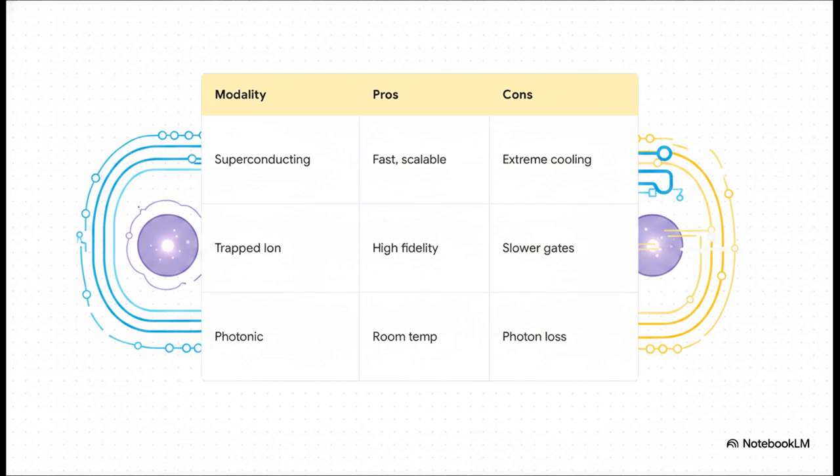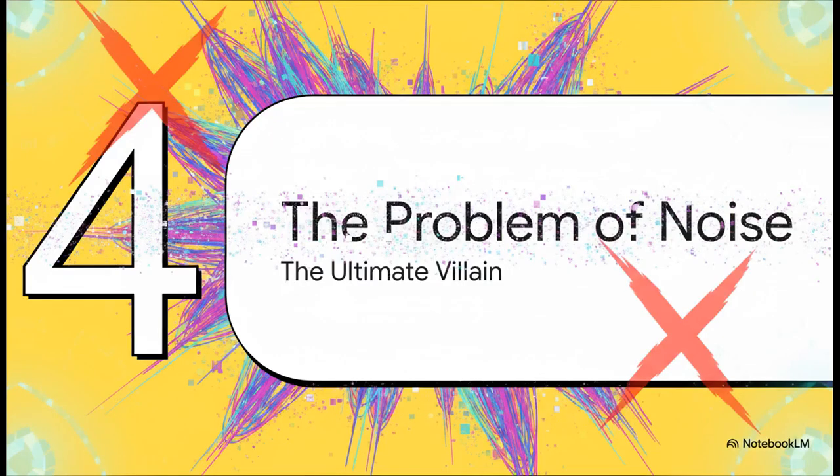And then you have photonic systems from companies like Xanadu using particles of light. Amazingly, these operate at room temp, but reliably entangling those photons? Yeah, incredibly difficult. Every single tech giant is trading off speed, temperature, and error rates trying to build the ultimate processor. Which brings us to section 4, the problem of noise, aka the ultimate villain of quantum computing.